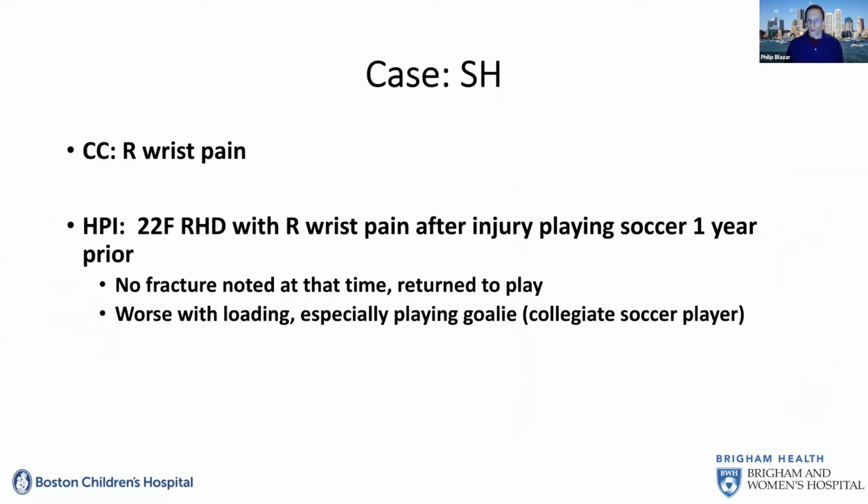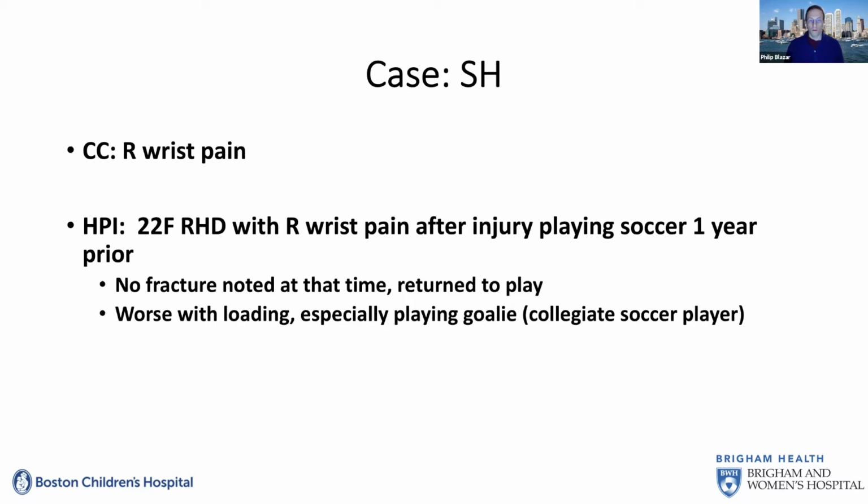So I'm going to transition to a second case of mine. This is SH, presented with right wrist pain. This was a 22-year-old female college soccer goalie who presented a year after injury. She had persistent pain. She had an X-ray taken the week of injury.